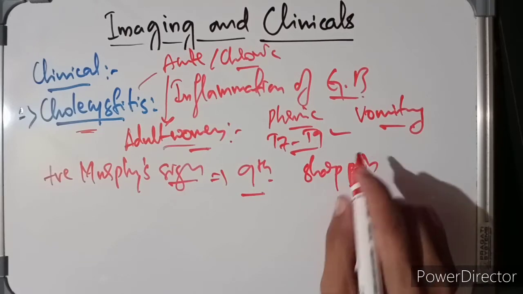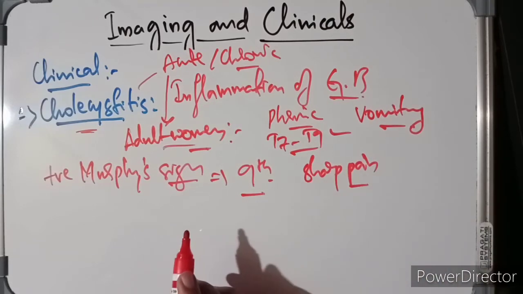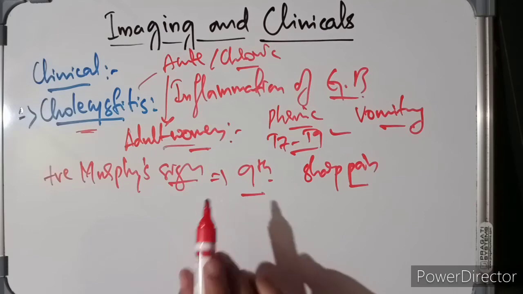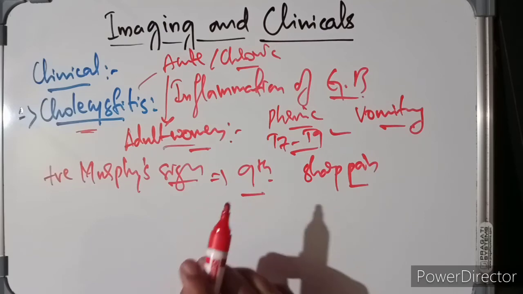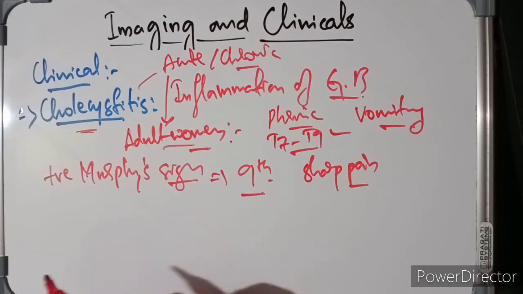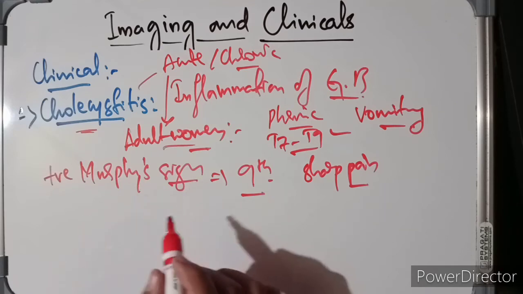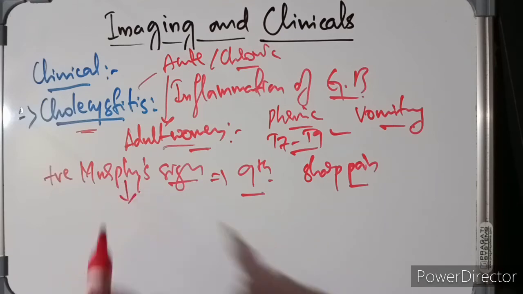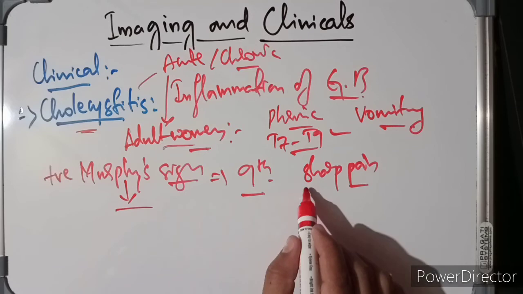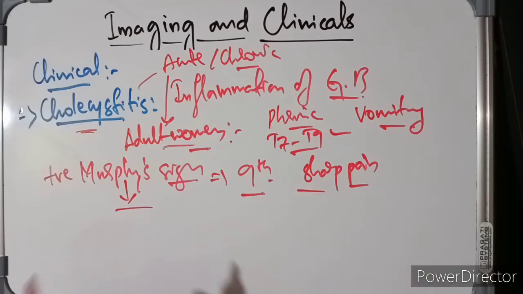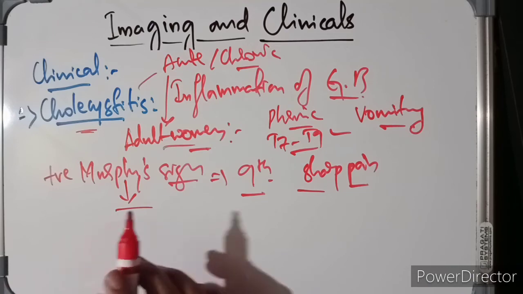After pressing the finger, if you ask the patient to take a deep inspiration, he or she will feel sharp pain, and then she will catch her breath. That is due to the gallbladder meeting the examining finger. When the gallbladder meets the examining finger, she will feel the sharp pain and also catch her breath. So the symptoms of cholecystitis are aggravated on taking fatty meals.